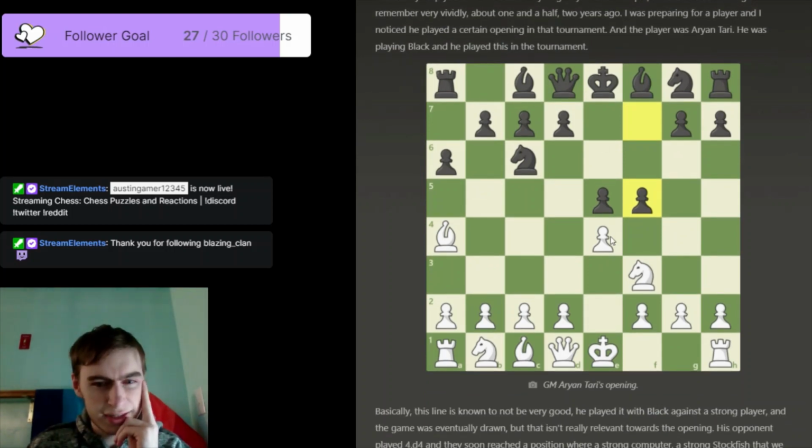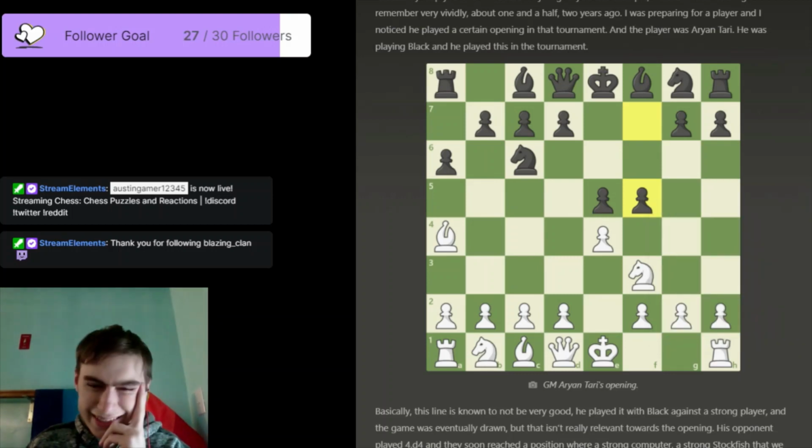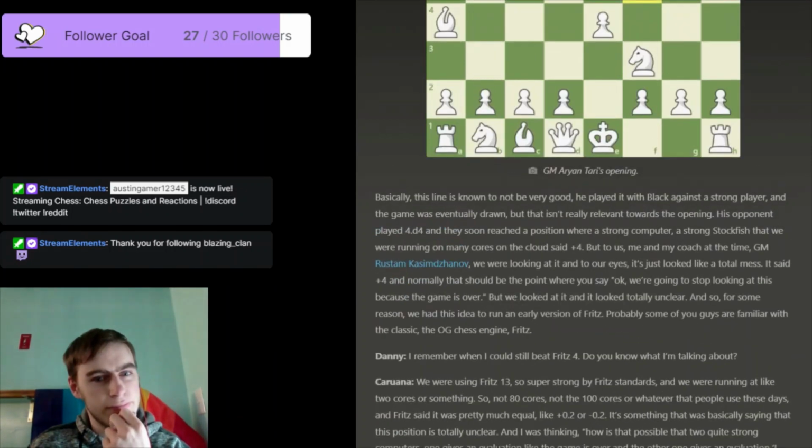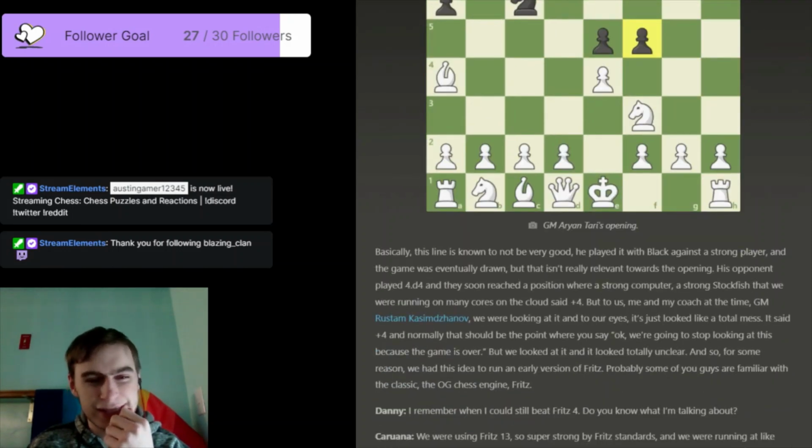It almost looks like a Queen's Gambit or something. I'm not too familiar with what different openings actually look like. Or is it the King's Gambit? I'm not sure. Anyway.